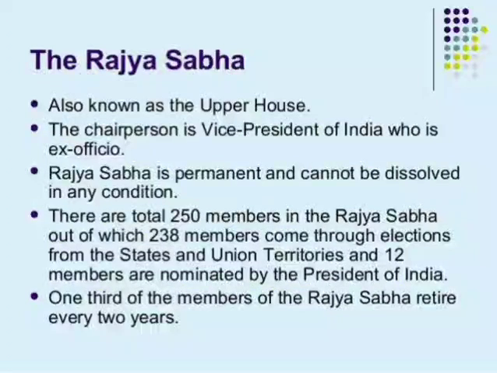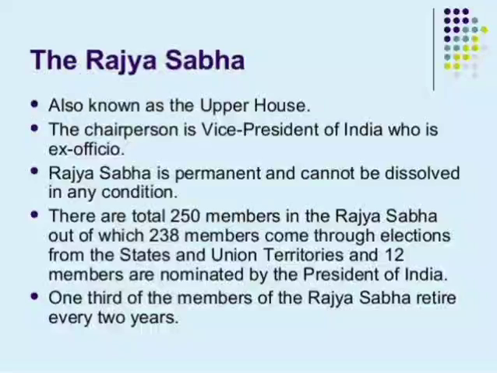The second house is the Rajya Sabha. It is also known as the upper house. The chairperson is the Vice President of India. Rajya Sabha is permanent and cannot be dissolved in any condition. There are a total of 250 members in Rajya Sabha, out of which 238 members come through elections from the states and union territories, and 12 members are nominated by the President of India.